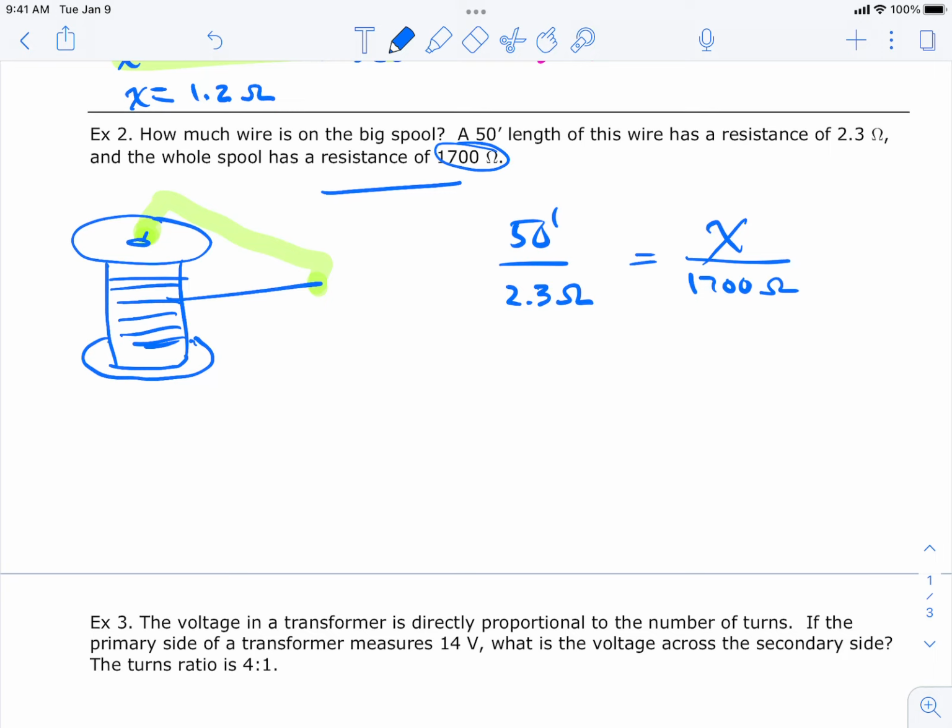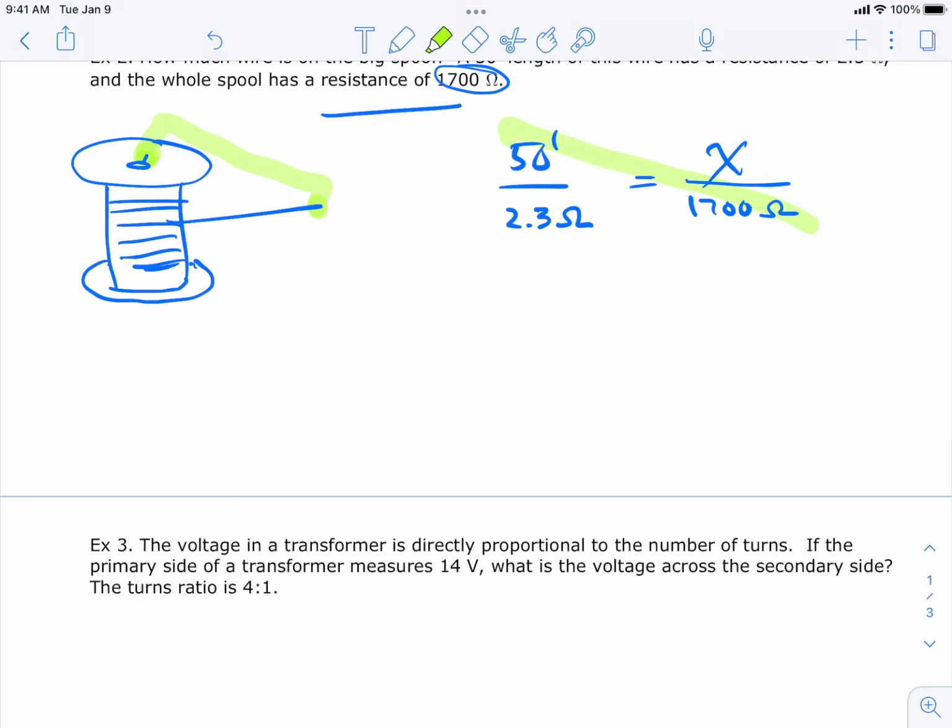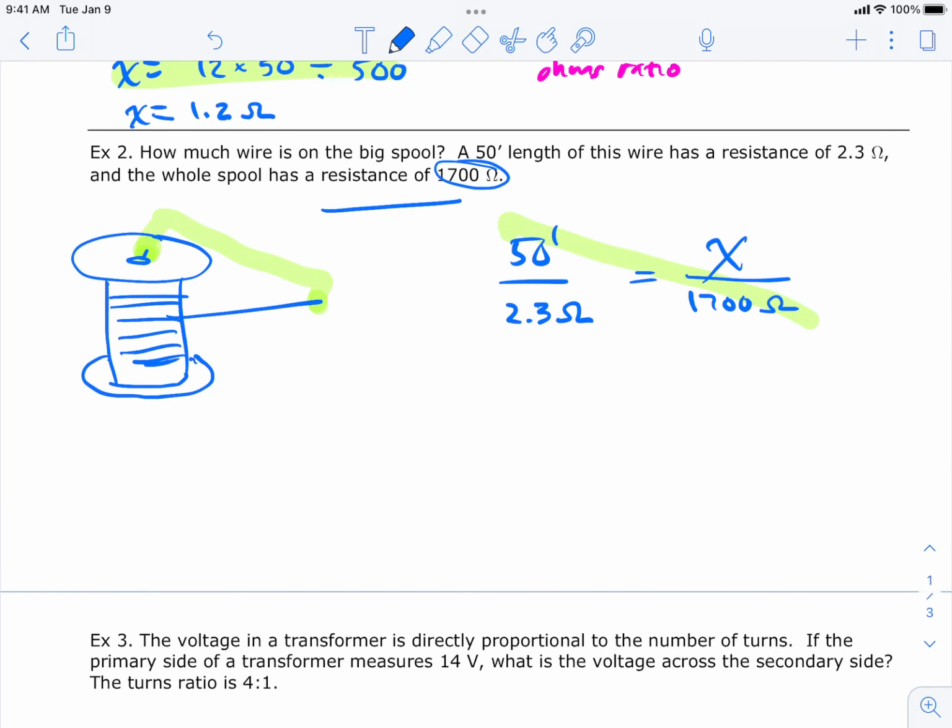I'm going to do my rule of 3, which says go to the diagonal that has 2 numbers, that one. Multiply those two out, 50. And of course I'm just pushing buttons really. 50 times 1700, and then divide by your left number over there, which is a 2.3. And I did solve this, right? And I got something like 36,956-ish feet, or thereabouts.